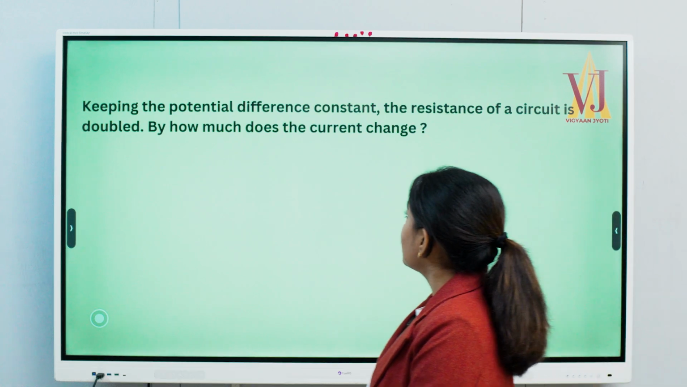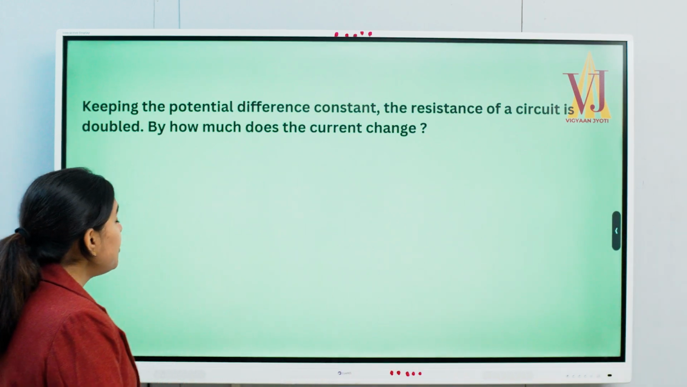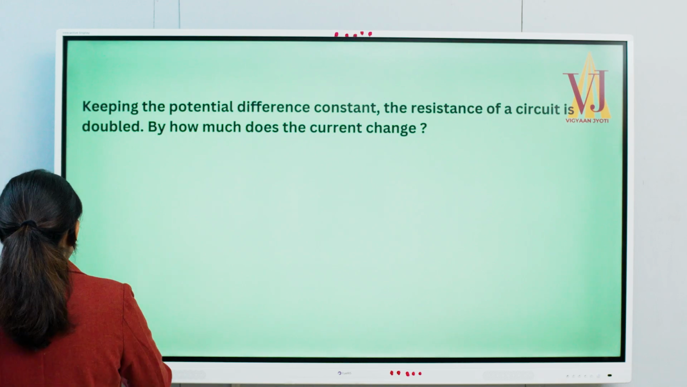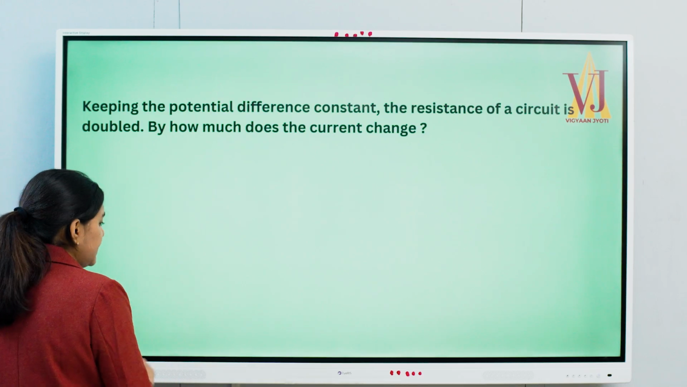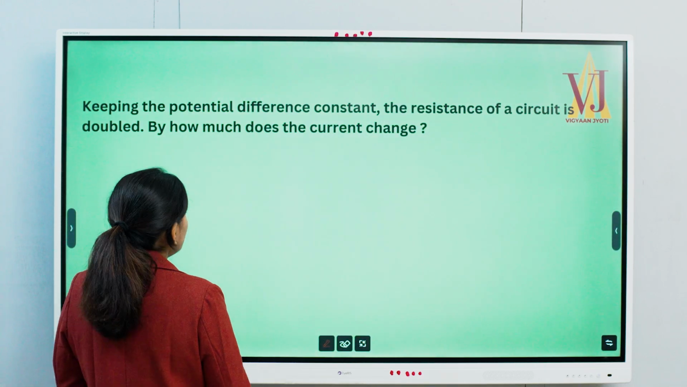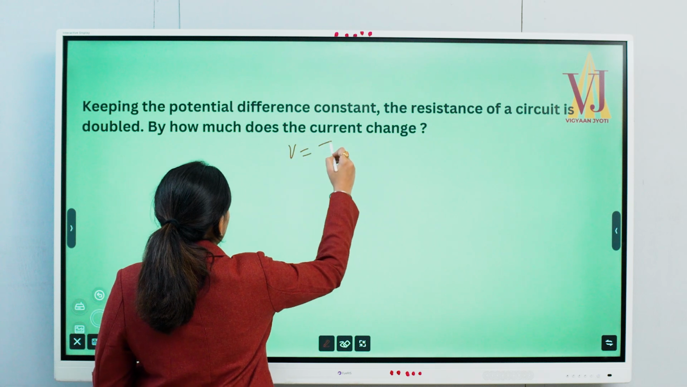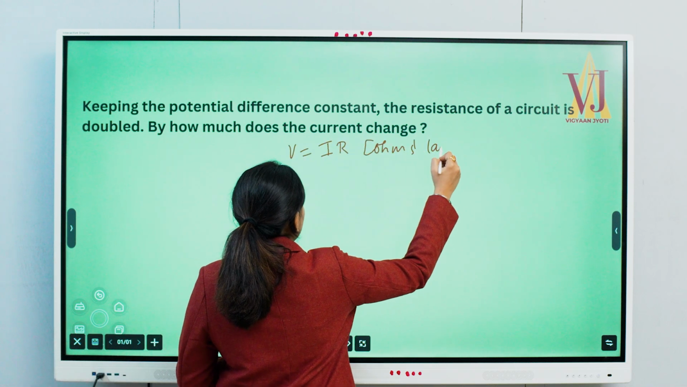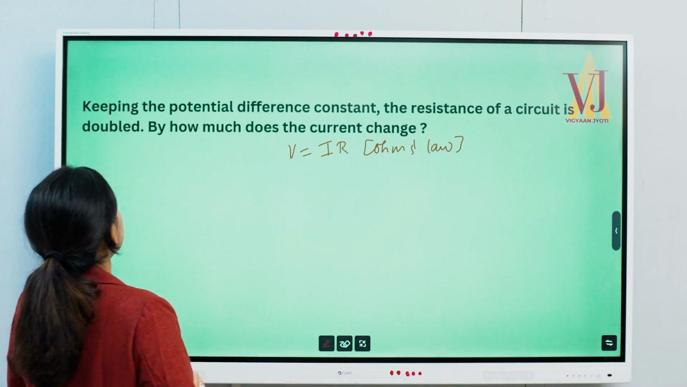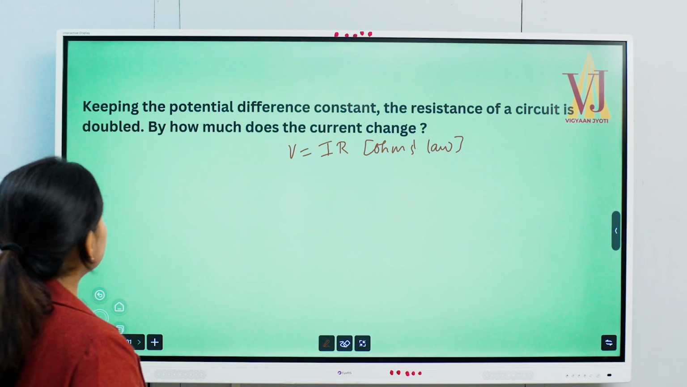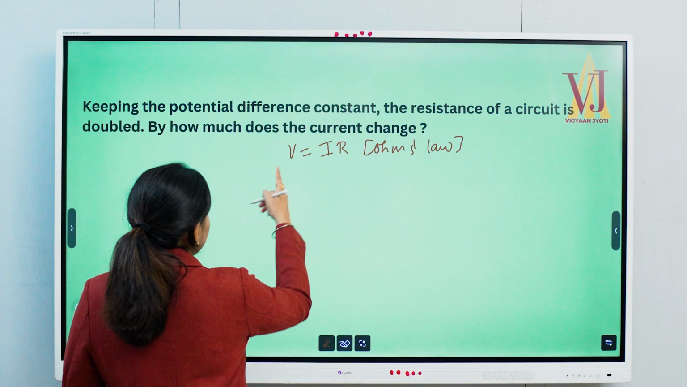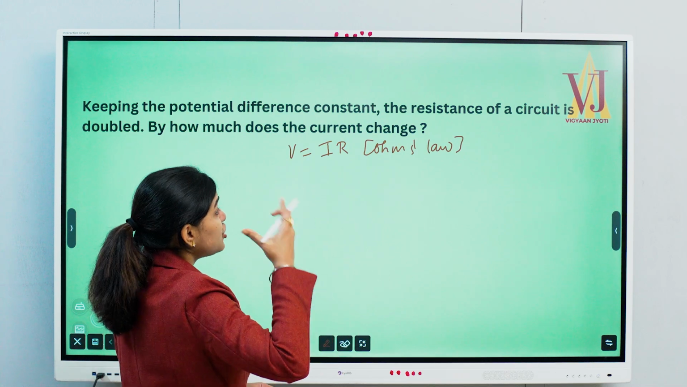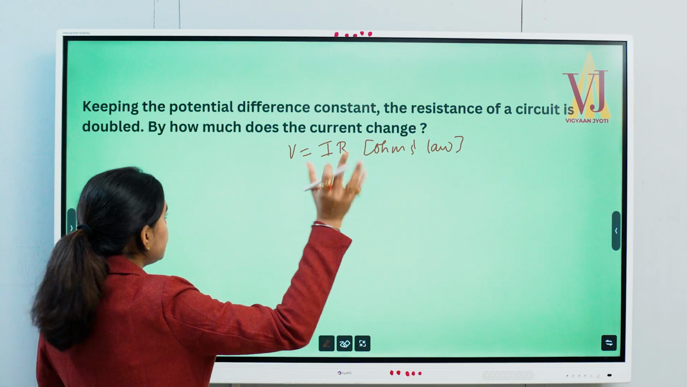By how much does the current change? Now, if you keep the potential difference constant, whenever you get such kind of questions, this is an equation based question. First, you have to write V equals IR. This is from Ohm's law. Keeping the potential difference constant, the resistance of a circuit is doubled. Now, this is constant, and they are asking what is the change in the current, and the R is doubled.